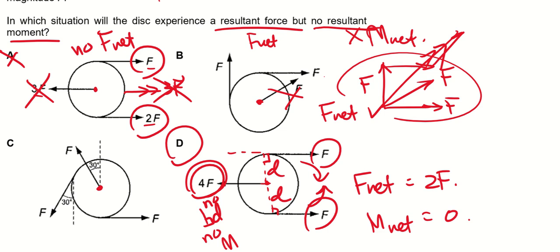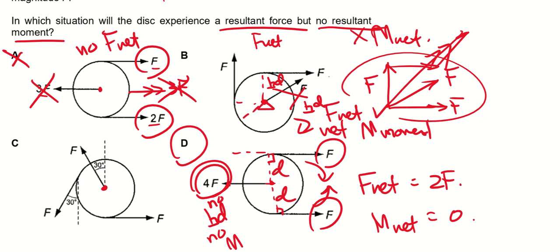When it comes to generating moment, because it passes through the pivot, the perpendicular distance is 0. For this, there is a perpendicular distance of this. For this, also a perpendicular distance. And if you take this as the pivot, you'll find that there will be a net clockwise moment. But I'm looking for no resultant moment, so B is wrong.